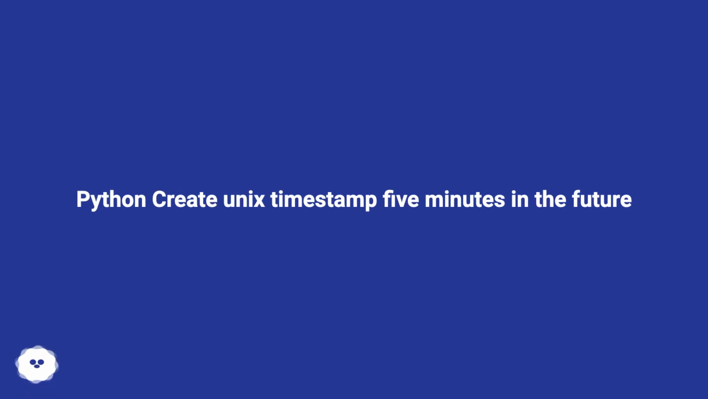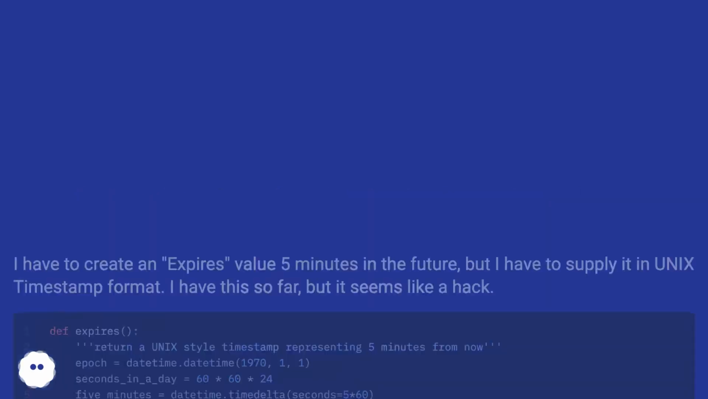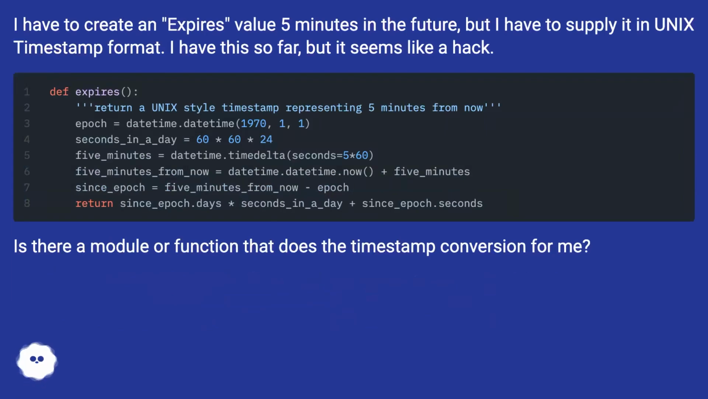Python create Unix timestamp 5 minutes in the future. I have to create an expires value 5 minutes in the future, but I have to supply it in Unix timestamp format. I have this so far, but it seems like a hack. Is there a module or function that does the timestamp conversion for me?